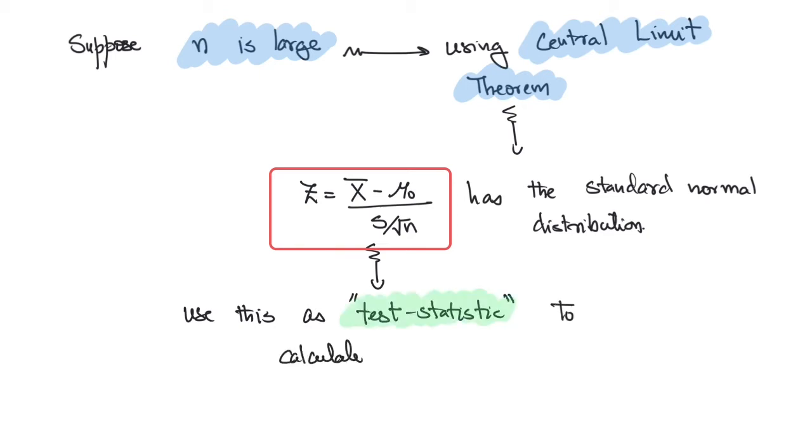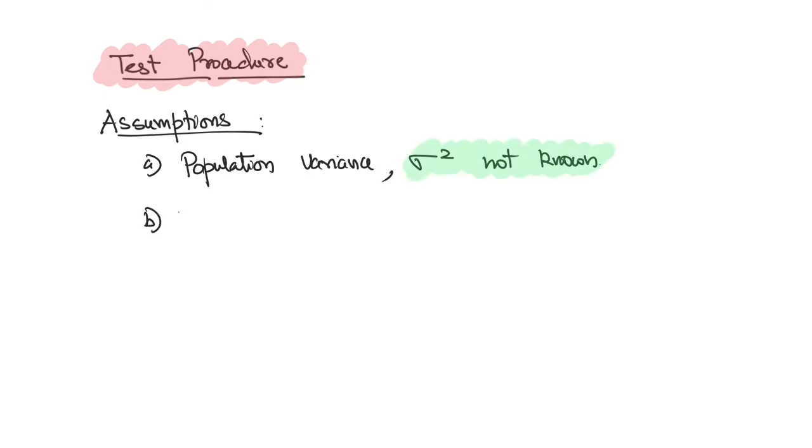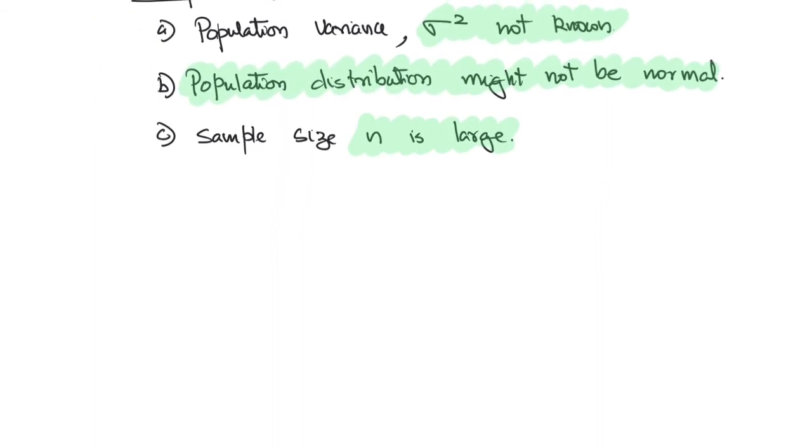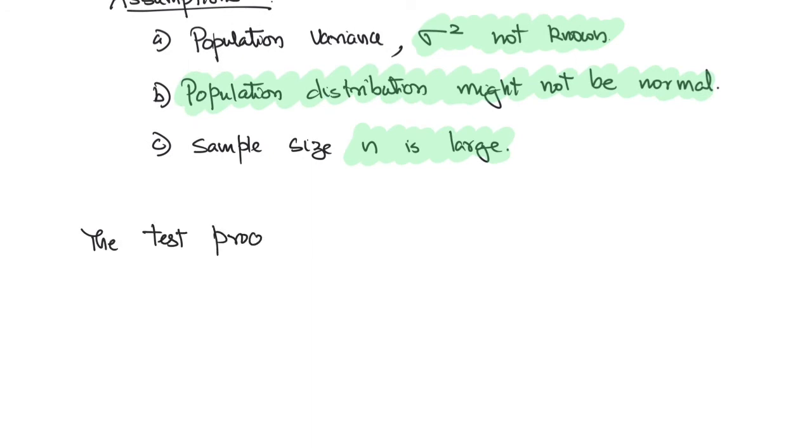The test procedure in this setting is going to require the following assumptions. We will assume that the population variance sigma squared is not known. We will also assume that the population distribution might not be normal. And finally, the most important assumption being that the sample size n is large. We will not specify what large is a priori. The test procedure will follow as follows.